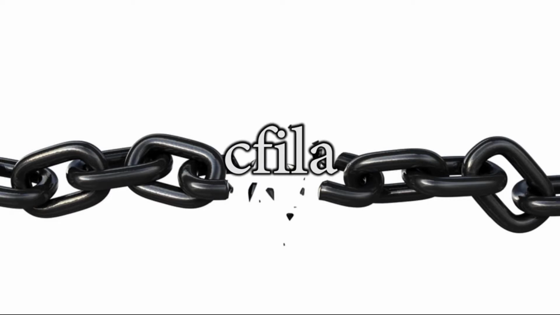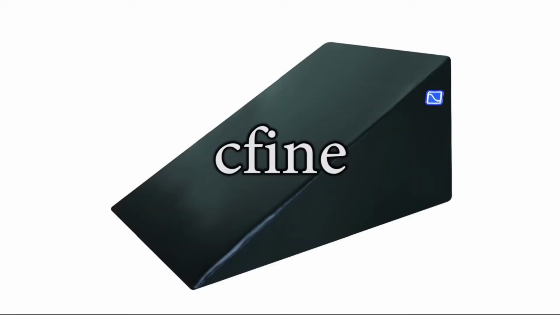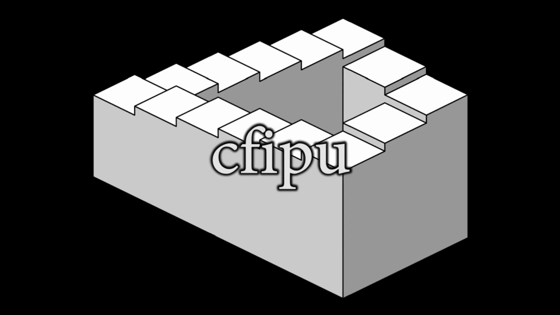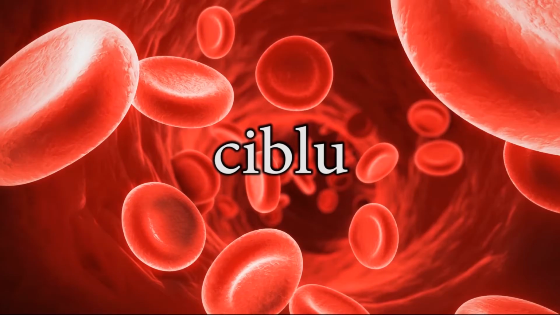Shvila. X1 is a flaw, fault, or defect in X2 causing X3. Shvina. X1 is a wedge of material X2. Shvipu. X1 confuses or baffles X2 due to property X3.